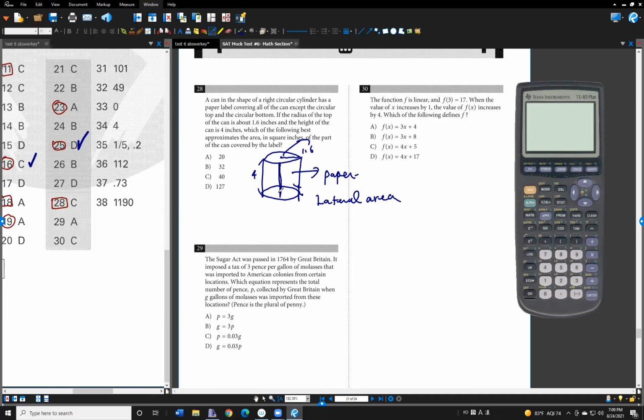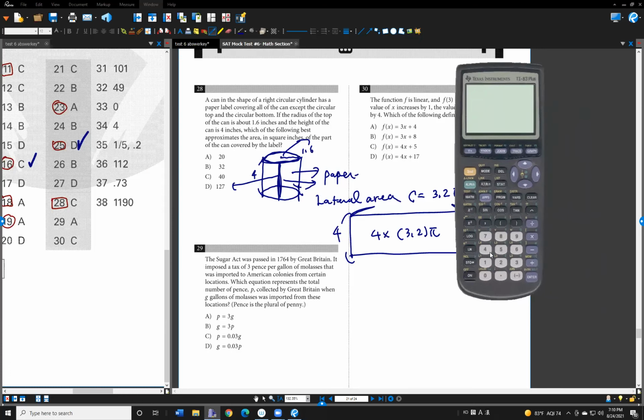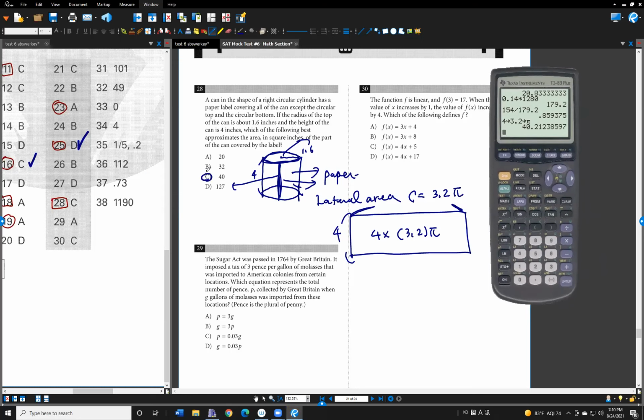This area you can cut over here. When you cut and spread it out, it looks like a rectangle, right? This is 4. This length equals what? The circumference. When you cut over here and stretch it out, you get this number, which is equal to the circumference. How can you solve the circumference? Diameter is twice the radius, 1.6 times 2 is 3.2, times pi, right? That is the length of this side. So what is the area? 4 times 3.2 times pi. Check it out. It's 40.21. So approximately 40 is the answer, right?